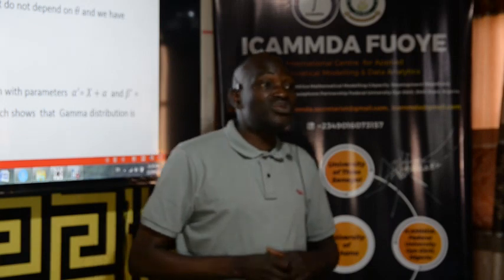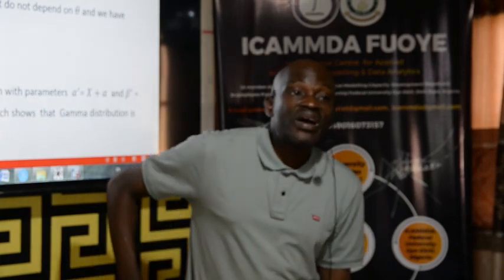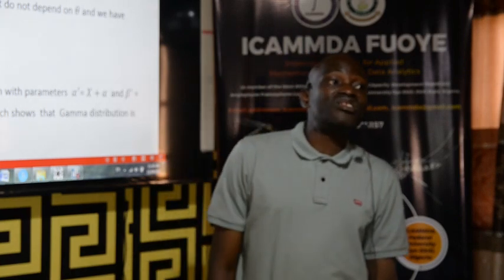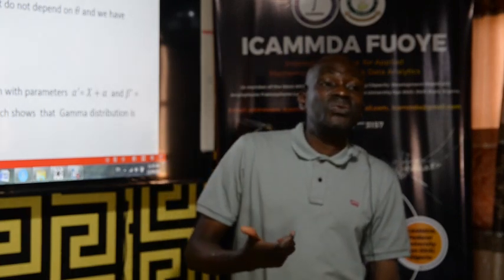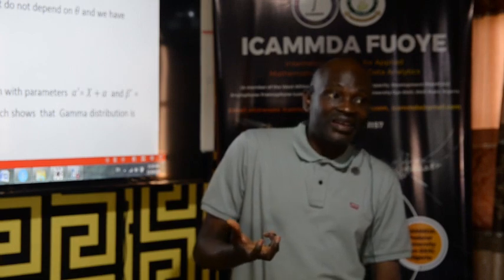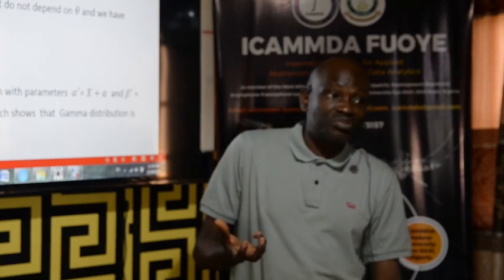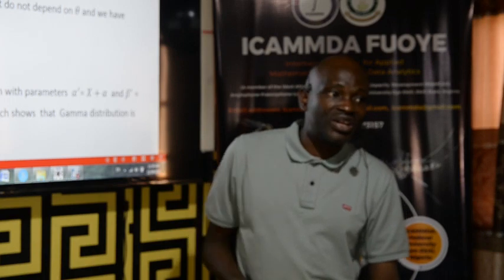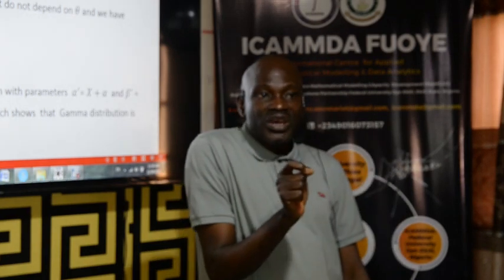So that is conjugate, and that's why when you have a Poisson distribution, they either use a uniform prior or a gamma distribution, because this will make you stay on the positive support for your parameter.